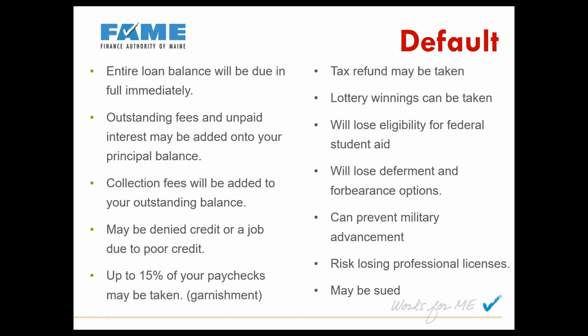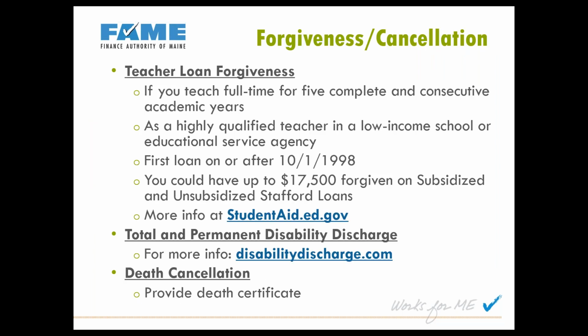So, all right. Back to the benefits of having a federal student loan. So there's also forgiveness programs. I had mentioned this earlier. There's forgiveness and there's cancellation. So if you're a teacher working full-time for 5 complete consecutive years as a highly qualified teacher in a low-income school or educational service agency, there's a ton in Maine, and your first loan is after October 1st, 1998, you could have up to $17,500 forgiven on subsidized and unsubsidized Stafford loan. So forgiven, wiped out, you don't have to pay it, gone. More information about this on studentaid.ed.gov.